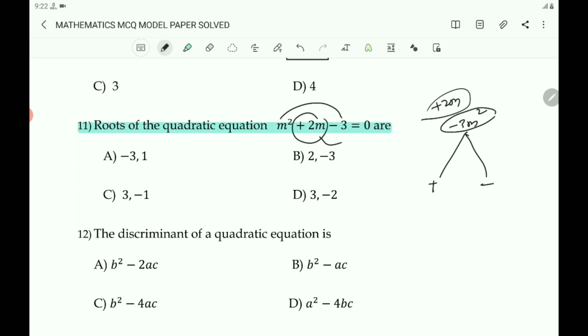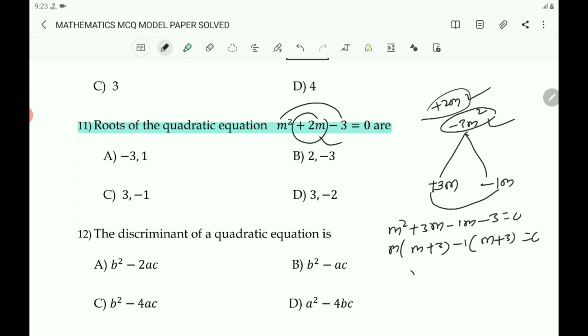3 ones are 3. So you write plus 3m minus 1m. You know that 3m into minus 1 is minus 3m square and 3m plus minus 1m is 2m. So here you can get the factors: m square plus 3m minus 1m minus 3 equals 0. Then it is m into m plus 3 minus 1 into m plus 3 equals 0. So you will get m plus 3 into m minus 1 equals 0. So here the roots will be m equals minus 3, m equals 1, minus 3 and 1. So the option A, minus 3 and 1.